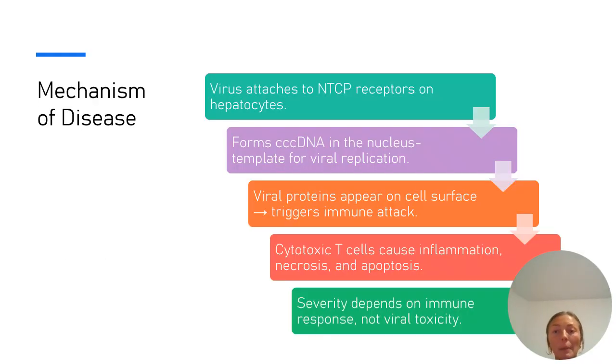So the mechanism of hepatitis B begins when the virus attaches to the NTCP receptors on the hepatocytes. After entering the cell, the virus creates what's called cccDNA inside of the nucleus, which serves as a template for viral replication. As viral proteins are expressed on the hepatocyte surface, the immune system recognizes them as foreign. Cytotoxic T cells then attack these infected cells, which causes inflammation, necrosis, and apoptosis. So again, it's the immune response, not the virus itself, that causes the majority of the liver damage.